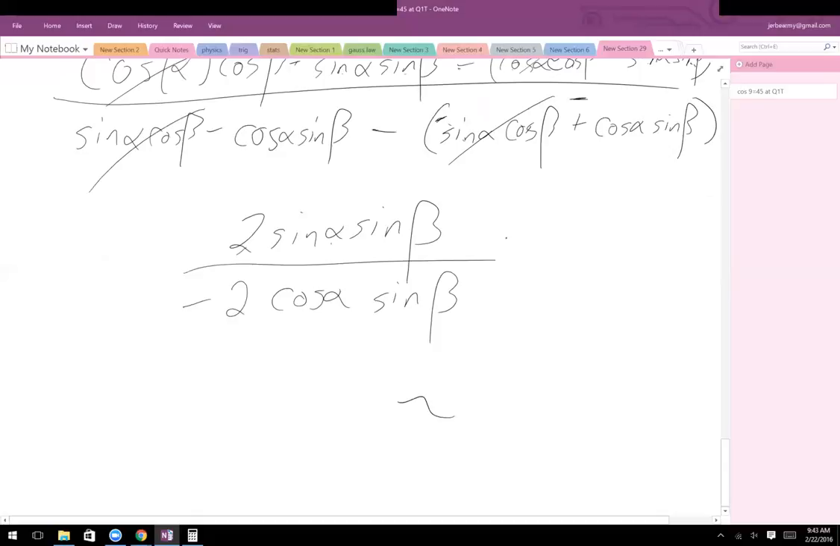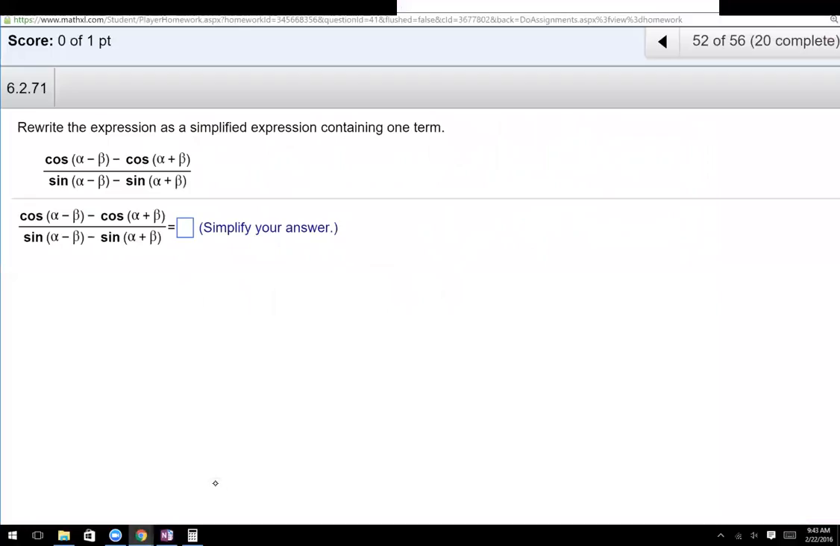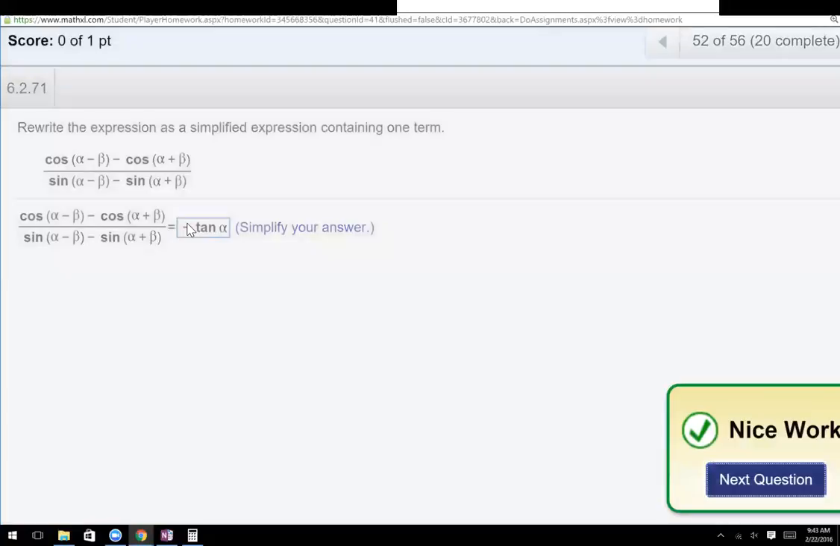And now from here, we're basically done. The sine betas cancel. The 2's cancel. Sine over cosine is tangent. And my pen picked that moment to quit writing. So minus tangent of alpha. Cool.